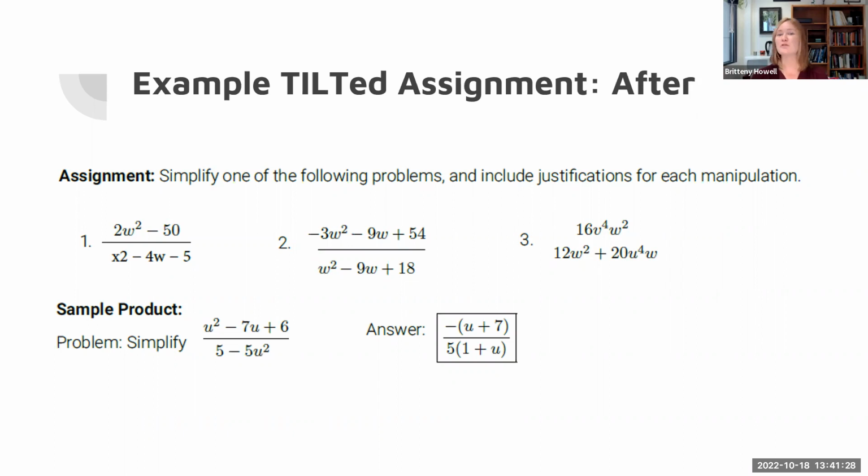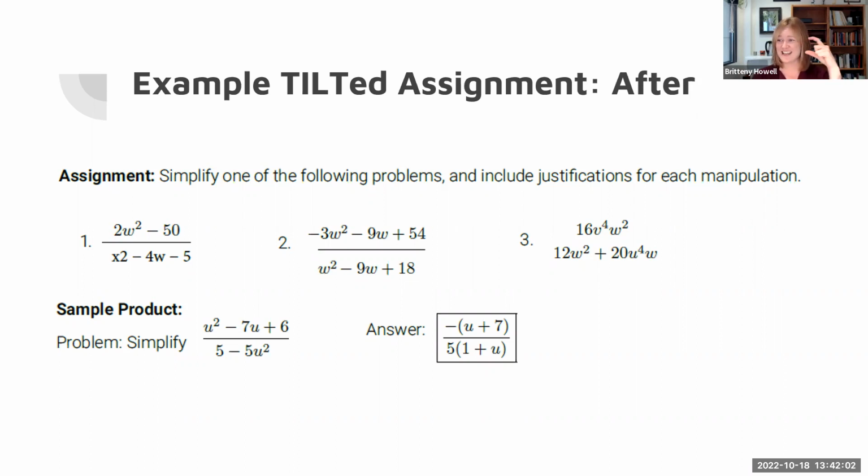Simplify one of the following problems. Now they get to choose between 3 and include the justification for each of your manipulations, for your expressions. So by providing 3 options, she's allowing more choice from a student, which is another great way to make your teaching transparent to students. They've given a sample product. So here's the product and here's the answer. Here's what a good answer might look like if you chose this type of question, right?